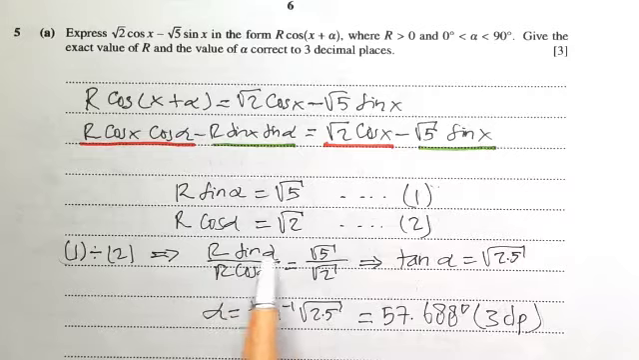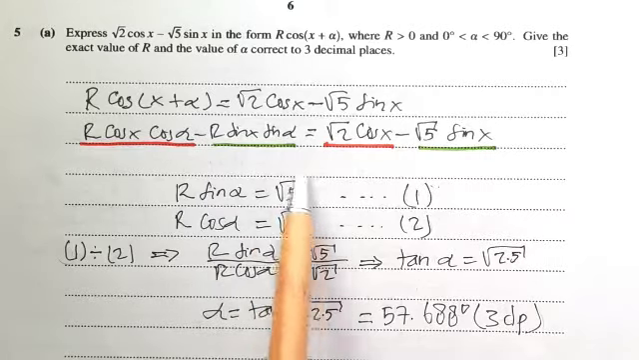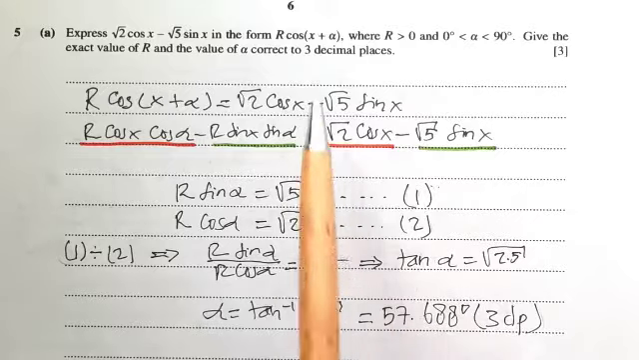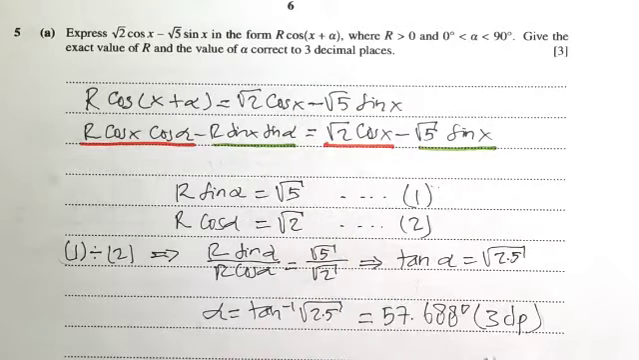r sin alpha divided by r cos alpha equals square root of 5 over square root of 2. Cancelling r, sin alpha over cos alpha, that is tan alpha, equals square root of 5 over 2, that is square root of 2.5. Now alpha is shift tan of square root of 2.5. Entering it in the calculator, we obtain alpha is 57.688 degrees, correct to 3 decimal places as the question requires.